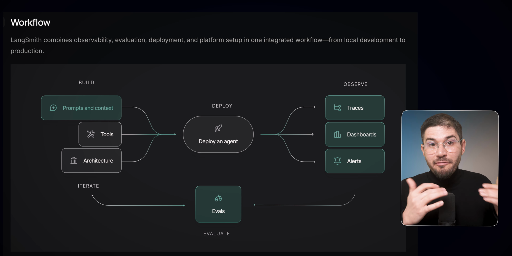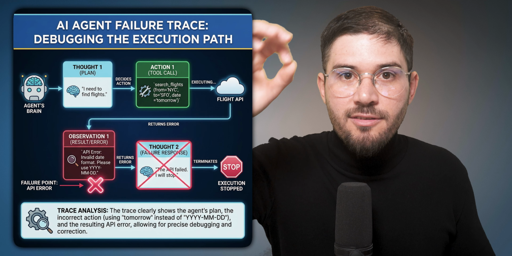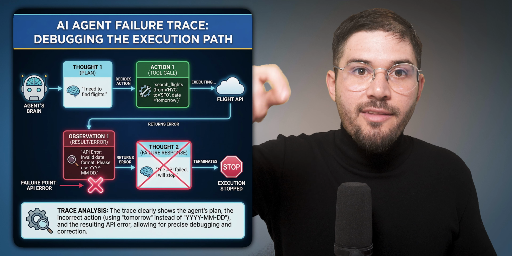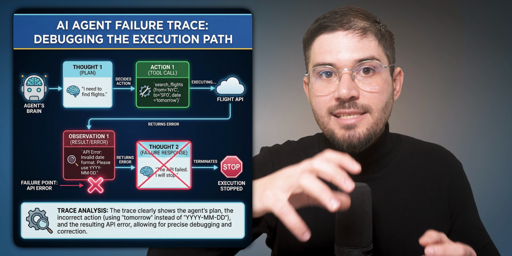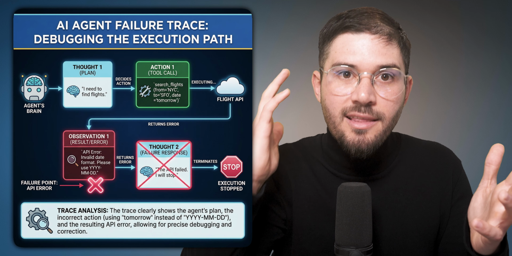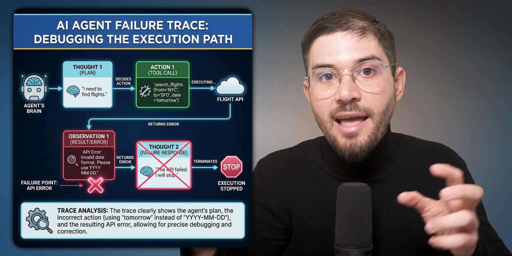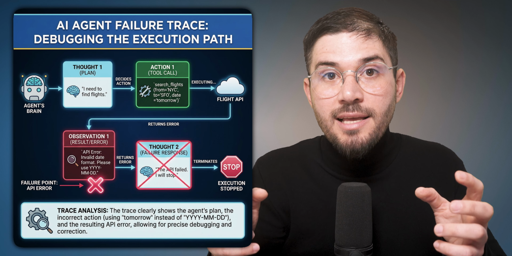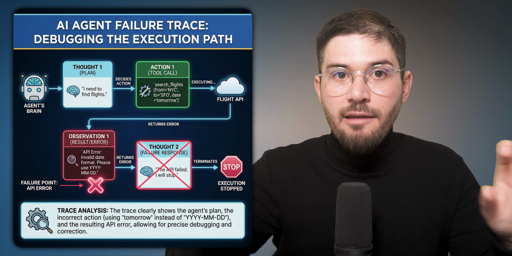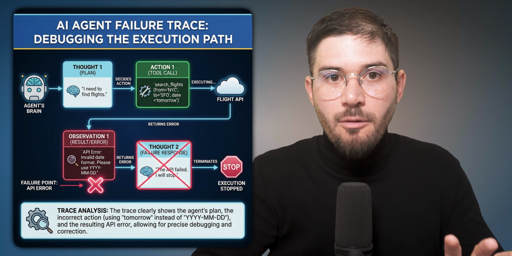And you know, when an agent fails, you can look at the trace and see the exact point of failure. Maybe the trace shows something like, the agent first thought, okay, I need to find the flight. And then it produced an action like, search flights from New York City to San Francisco with the date tomorrow. And then there was an observation, something like, API error, invalid date format, please use this date formatting instead. And then the agent saw again, okay, the API failed, I will stop.